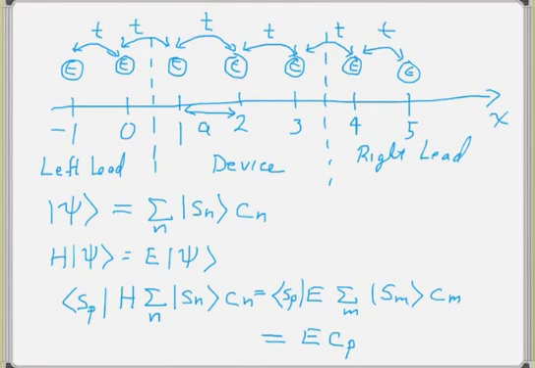So E is just a number. I can move the number. E is just some number over here. That doesn't matter, right? And so I can move this s sub p inside the sum, and so inside the sum I have s_p s_m. And this is an orthonormal basis, so this is just the Kronecker delta m, p, which collapses the sum. It's only non-zero when m equals p, which just gives me c sub p.